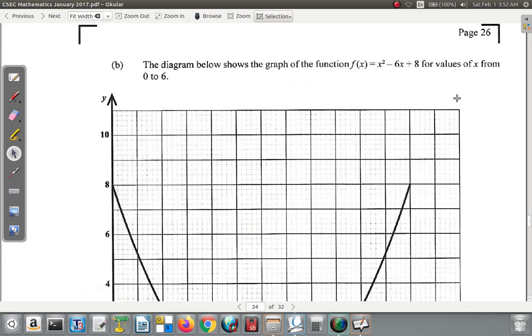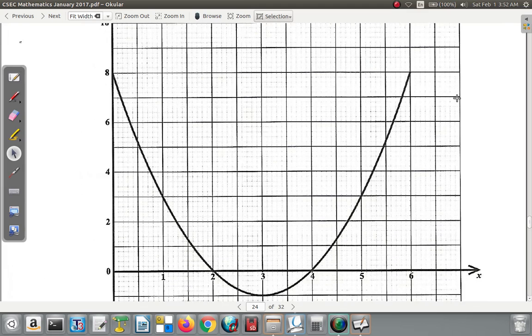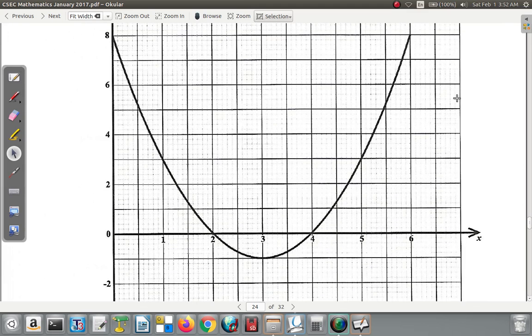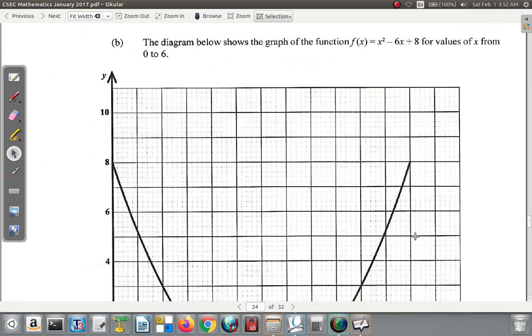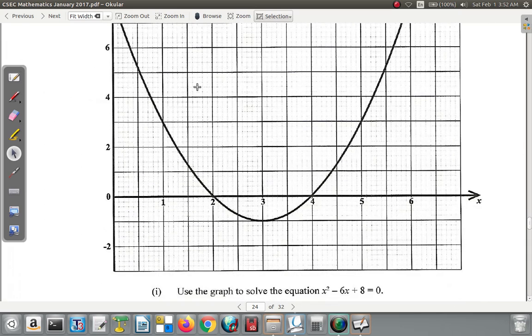The diagram below shows the graph of the function x squared minus 6x plus 8 from 0 to 6. So from x equals 0 all the way up to 6. Alright? So remember, the shape of this graph is a parabola. Alright. Now what does it say?